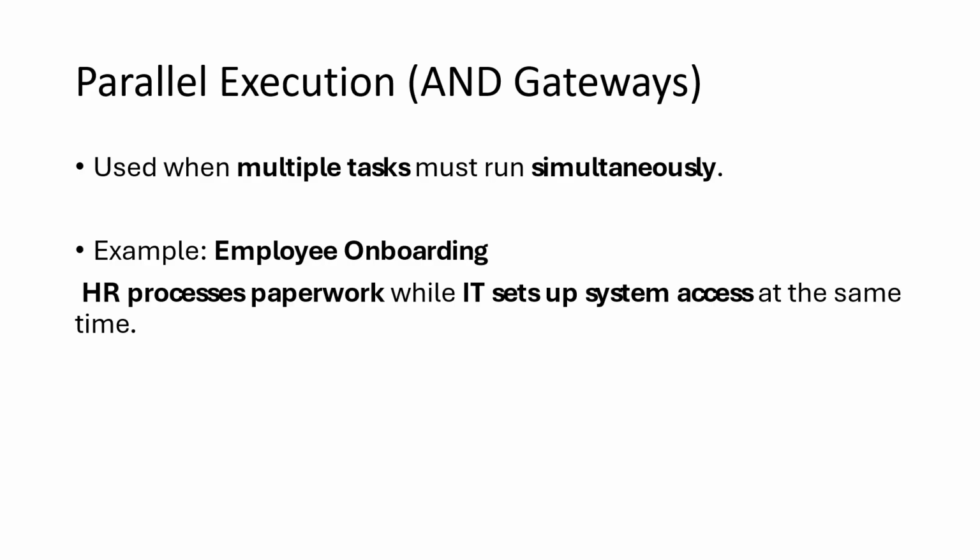If payment is rejected, notify the customer and take the payment. Parallel execution or AND gateway, used when multiple tasks must run simultaneously. Example, employee onboarding. HR processes paperwork while IT sets up system access at the same time.